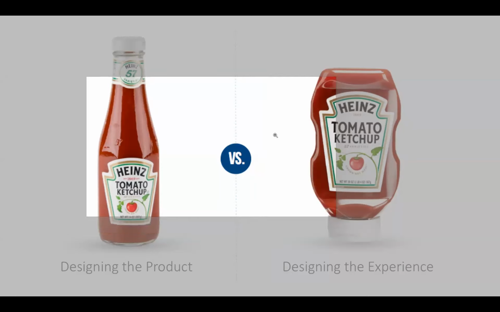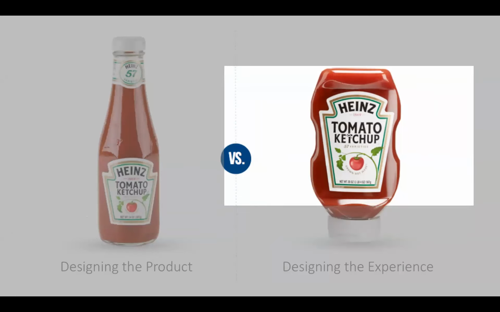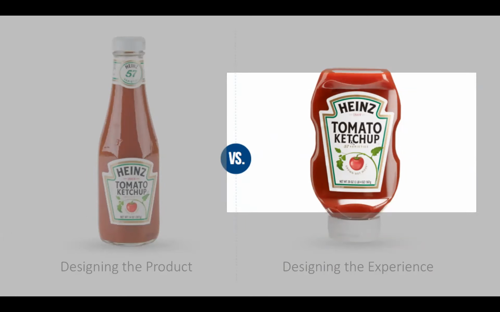Of course, we still have the same product, but now it's presented to us in a different way. We have a little squeezy bottle. It's easy to get out. We can control exactly how much of the product we want on our fries or our chips or our burger, etc.